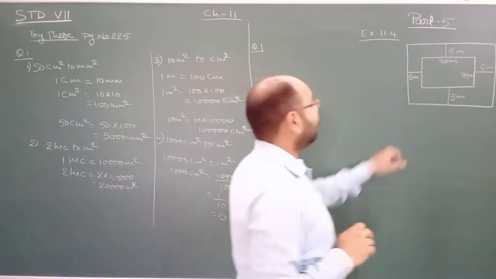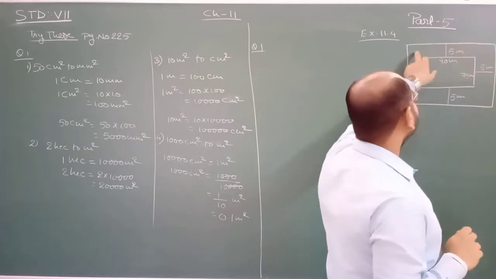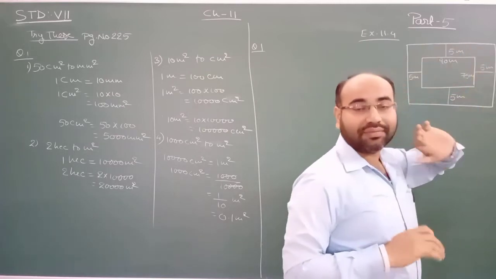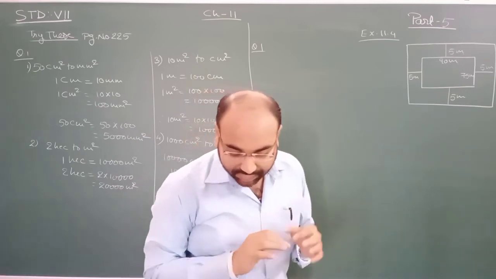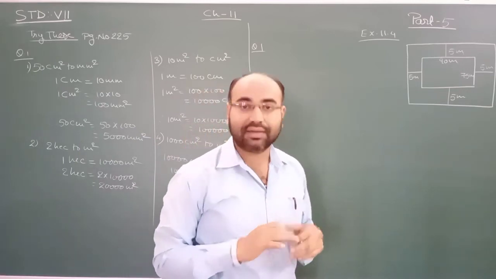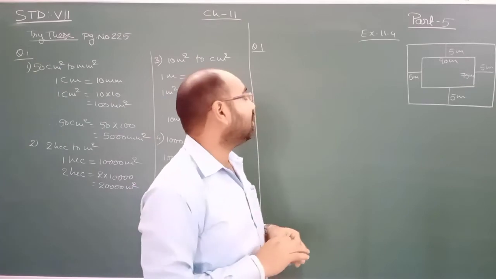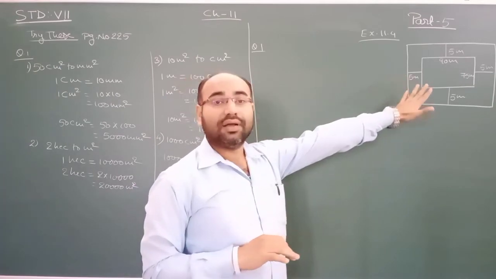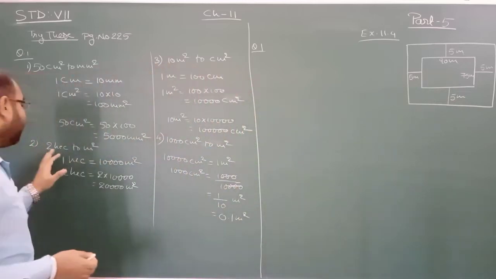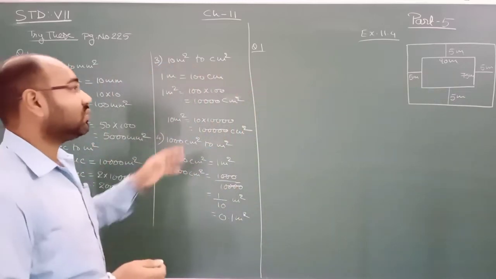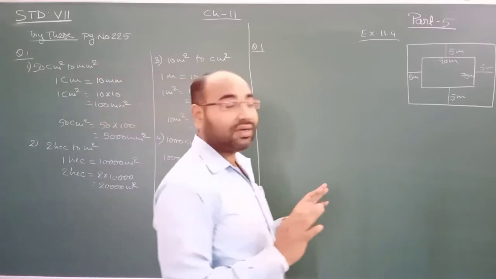So 5 meter, this side will be 5 meter and this side also 5 meter. अब हमें फाइंड आउट करना है कि जो पाथ बनाया है उसका एरिया कितना होता है. That we have to find out. And we have to find the area of the garden in hectares. गार्डन का जो एरिया है उसको हमें हेक्टर में फाइंड आउट करना है. Now we are knowing that 1 hectare is equal to 10,000 meter square. So question, I hope you understood.